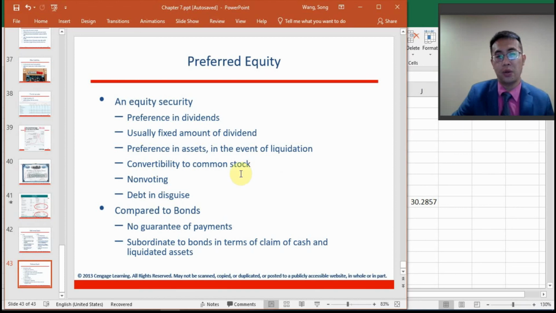And the preferred equity could be demoted to common stock, but common stock cannot be promoted to preferred stock. If you're a preferred equity holder, there's no voting rights involved. It's more like a debt in disguise, but it's called equity. Compared to bonds, preferred equity does not guarantee payments, and also it is subordinate to bonds in terms of cash claims, like the preferred dividends are after interest, and also in the event of assets liquidation.